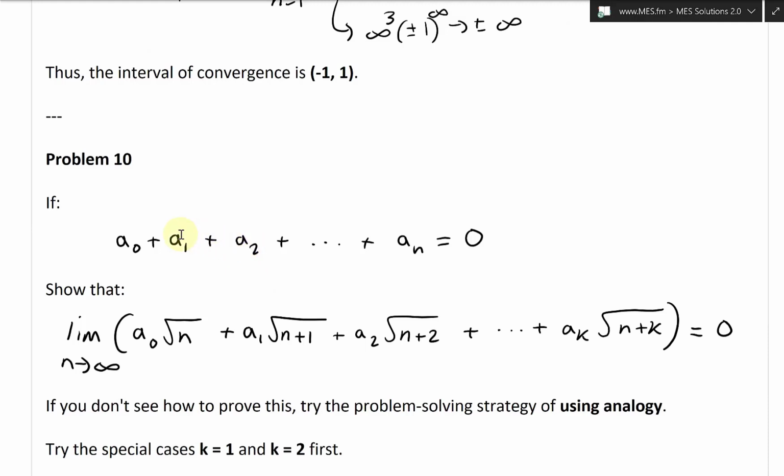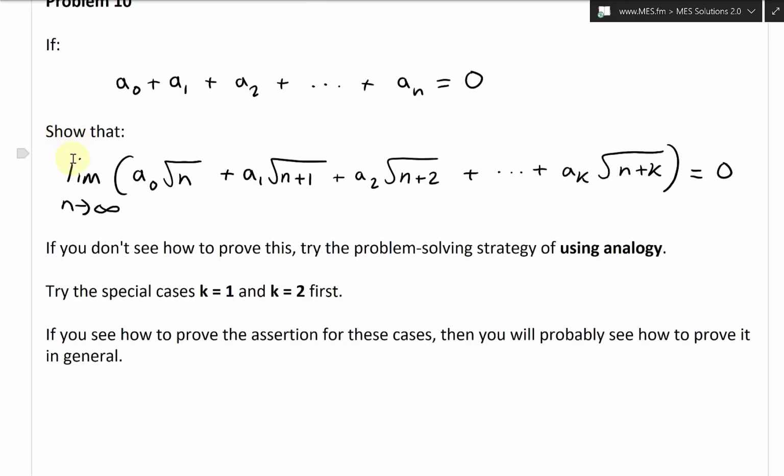So now let's continue to problem 10. If a0 plus a1 plus a2 plus dot dot dot plus an is equal to 0, we are asked to show that the limit as n approaches infinity of a0 times square root n plus a1 times square root n plus 1 plus a2 times square root n plus 2 plus dot dot dot plus ak times square root n plus k is equal to 0. So show that this whole limit approaches 0.